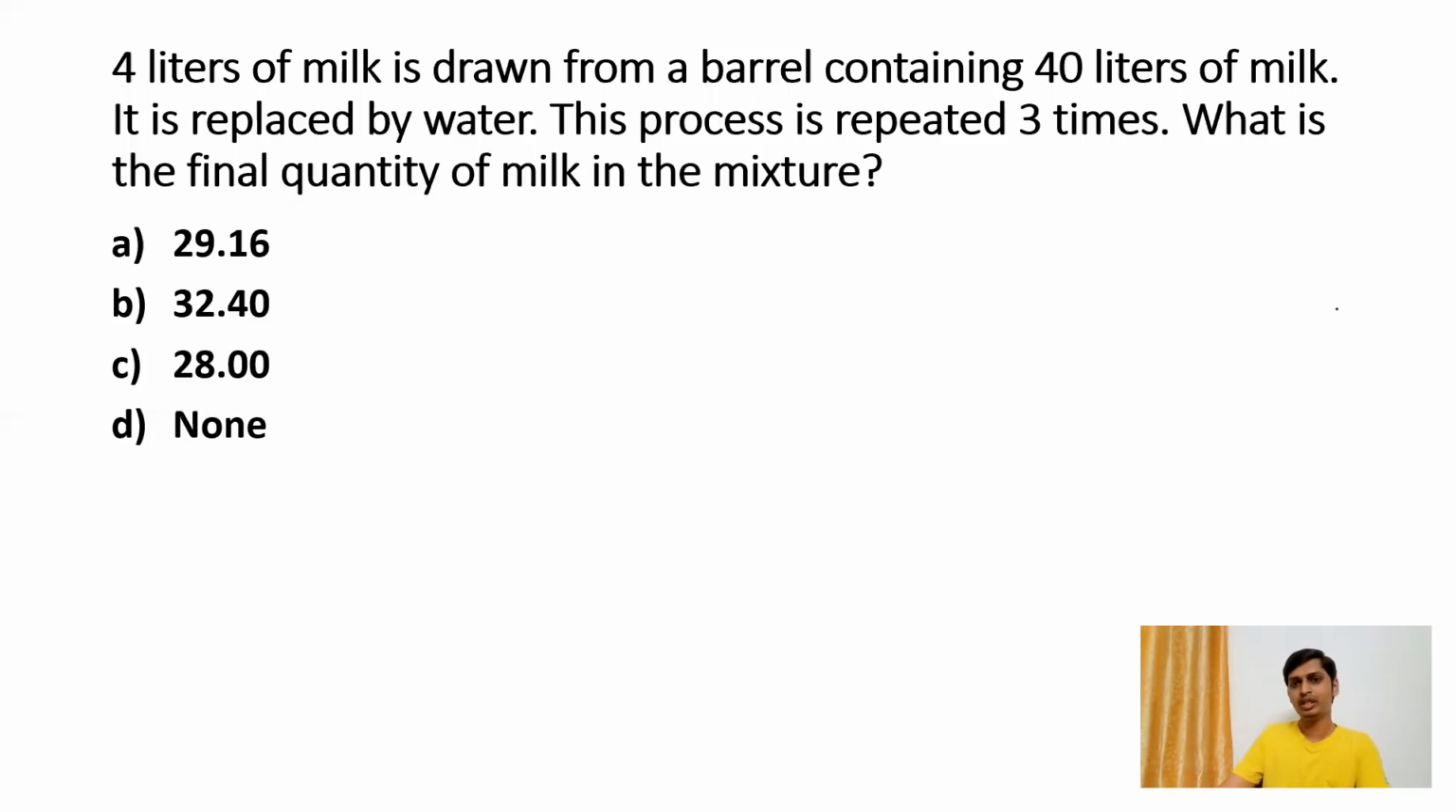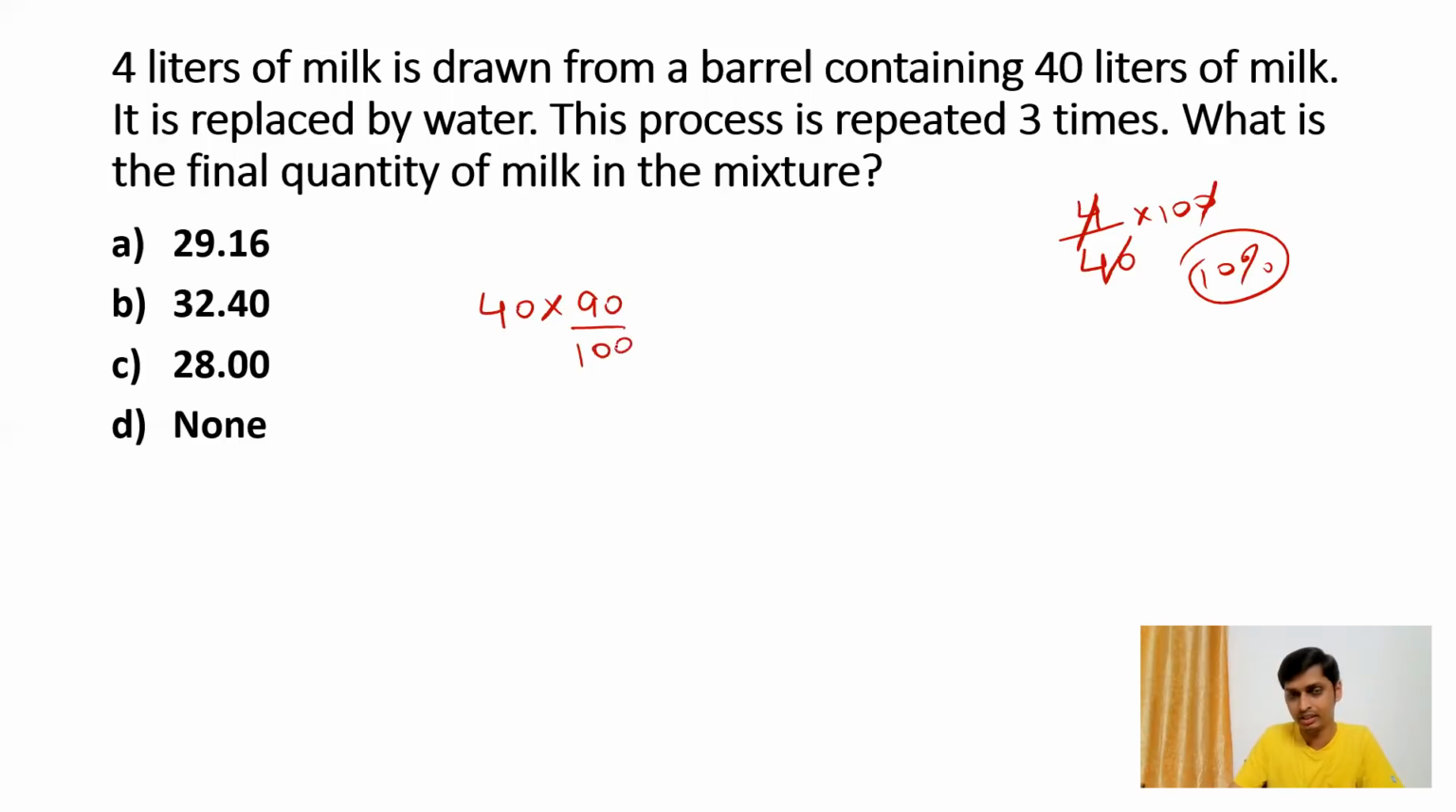So it's very simple. We can use successive percentage. You have 40 liters of milk in the barrel. If you take 4 liters out, that is equivalent to taking how many percentage? That is equivalent to 10 percentage, right? So you are taking 10 percentage out. Inside there will be 90 percentage of pure milk at first start, right? So from 40 liters, if you take 10% out, 90 percentage will be rest now.